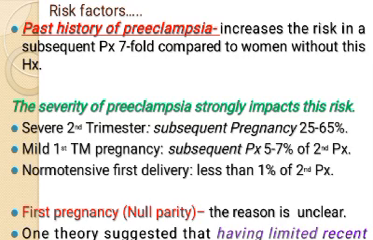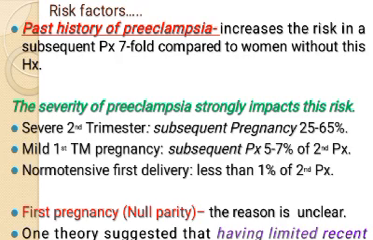Severe, second trimester: subsequent pregnancy risk 25 up to 65%. Mild, first trimester: subsequent pregnancy 5 up to 7% of second pregnancy. Hypertensive first delivery: less than 1% of second pregnancy. First pregnancy, nulliparity: the reason is unclear.